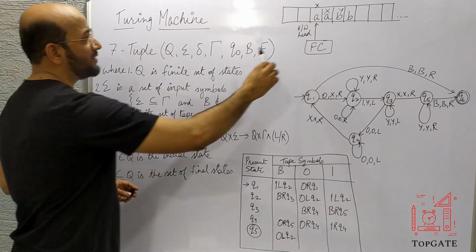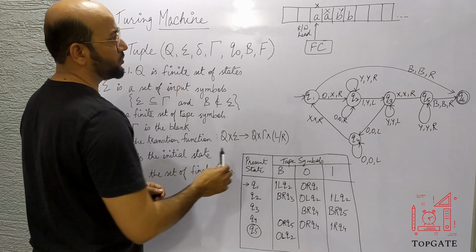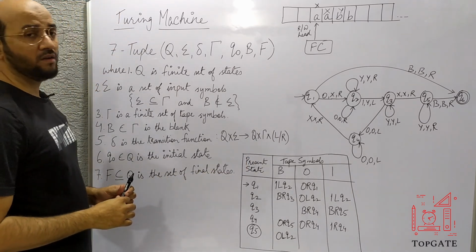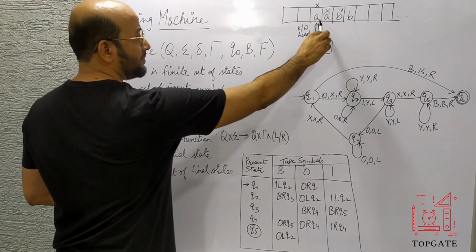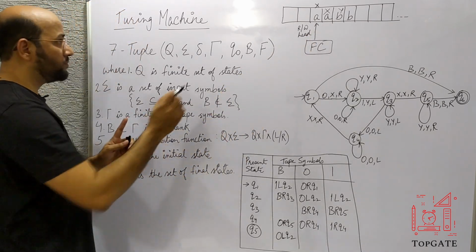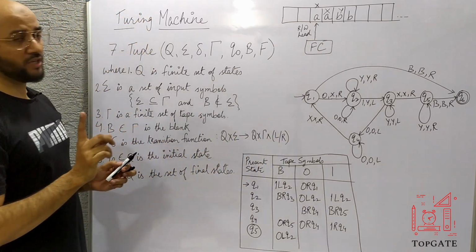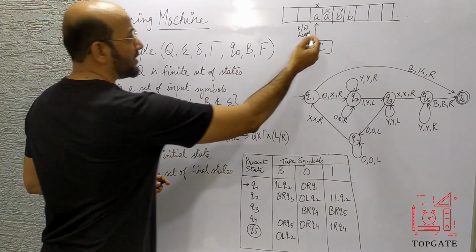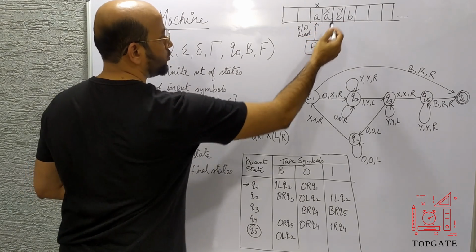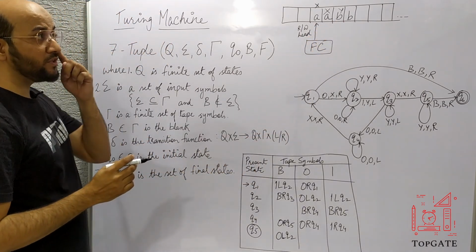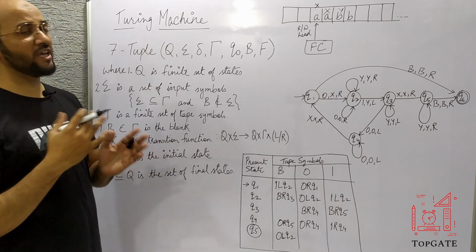Whatever elements we place on the tape will be called the tape symbols, or tau, while the elements of the input string are called sigma. In this example the string is AABB, so A and B will be the sigma. We read A and change it to X, and change B to Y. So what elements do I have now? I have A, B, X, and Y.